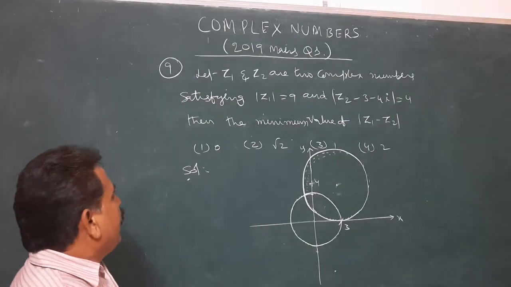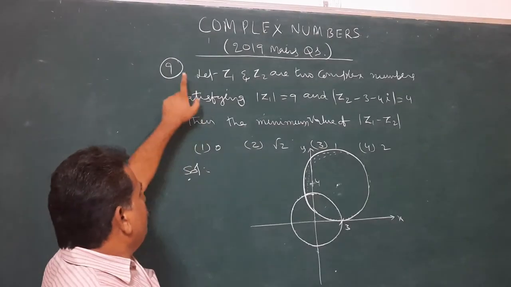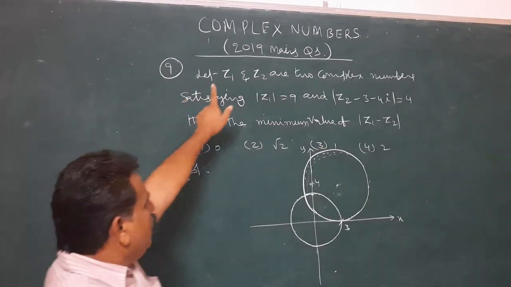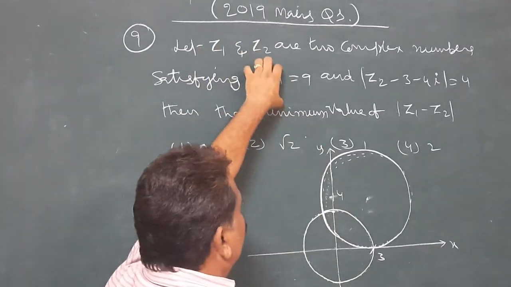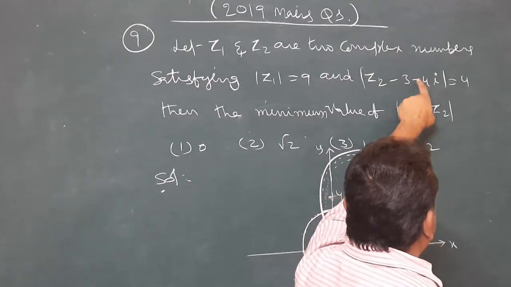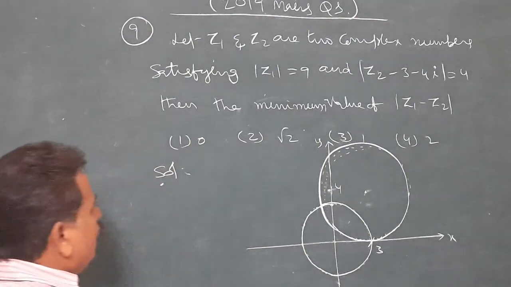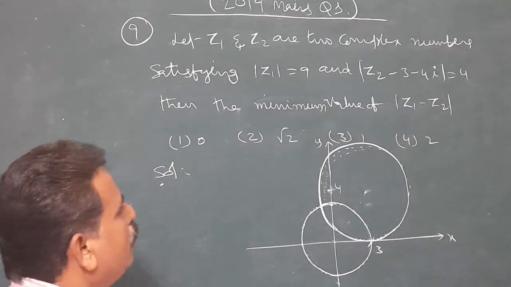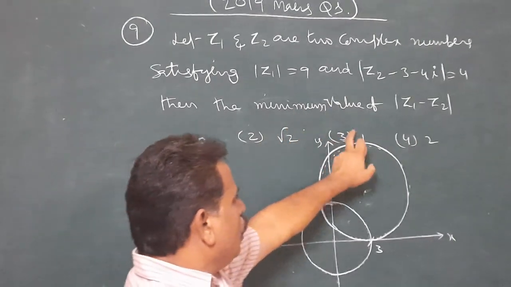Question number 9. Let Z1 and Z2 be two complex numbers satisfying mod Z1 equal to 3 and mod Z2 minus 3 minus 4i equal to 4. Then the minimum value of mod Z1 minus Z2 is: options 0, root 2, 1, 2.